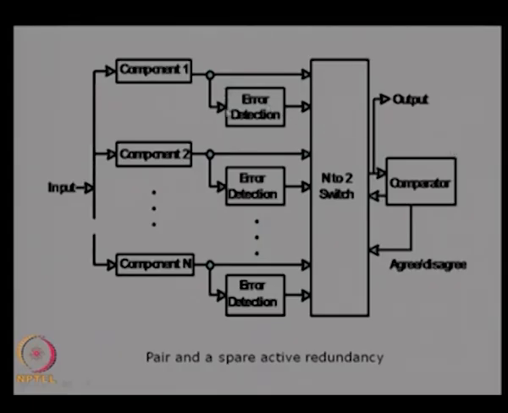So even if there is a fault in this error detection, so if this error detection fails, still we can actually get an output from here because there is another comparison at this level. So the failure of this component can actually be masked or hidden using this comparator. So that is why it is known as a pair and a spare active redundancy. And as I mentioned, it can be a hot or cold redundancy based on the way it is being implemented. So if the components are active, then it will be a hot redundancy, otherwise it is a cold redundancy.